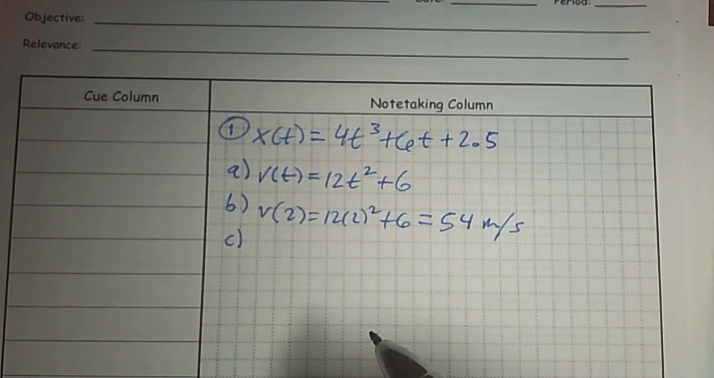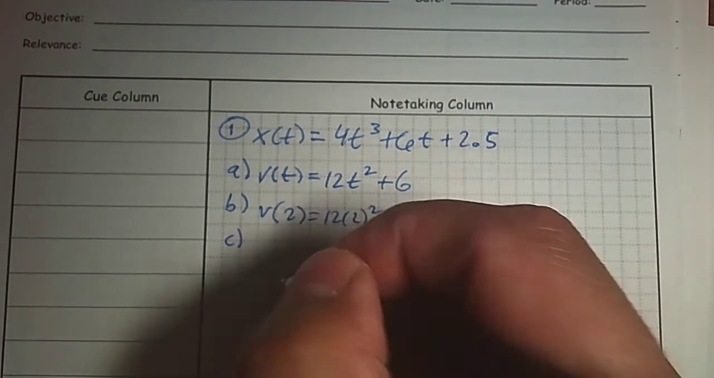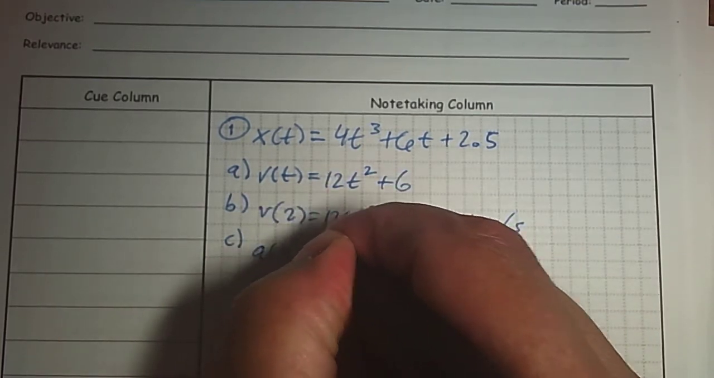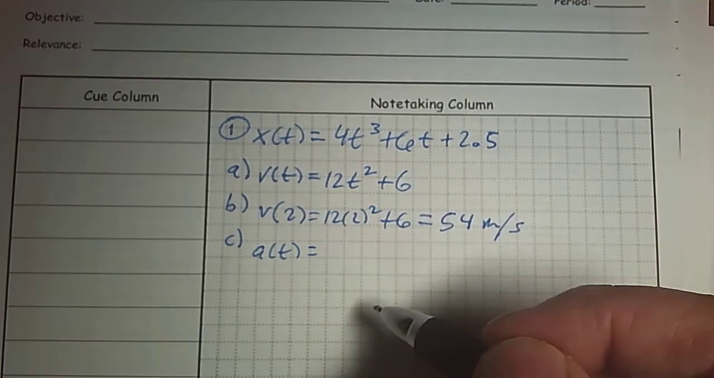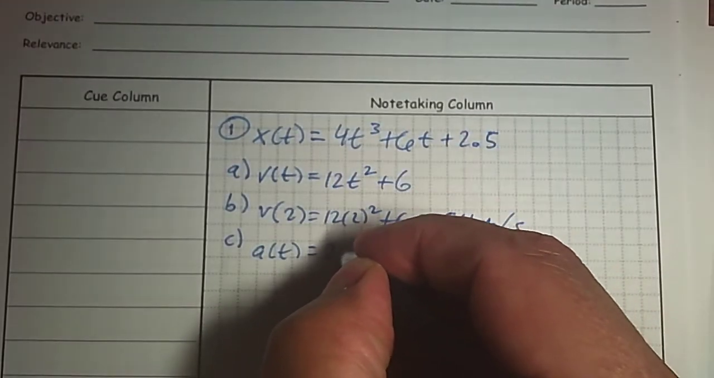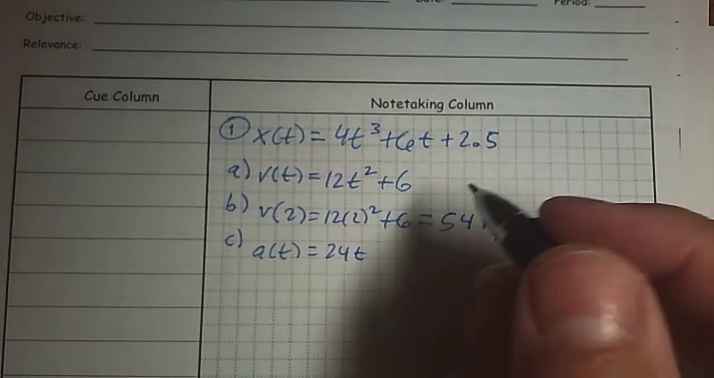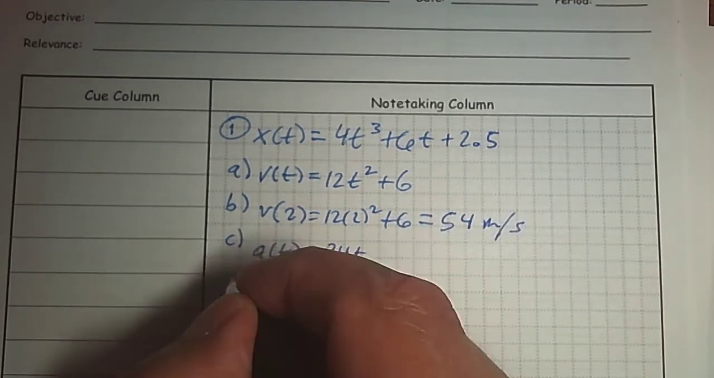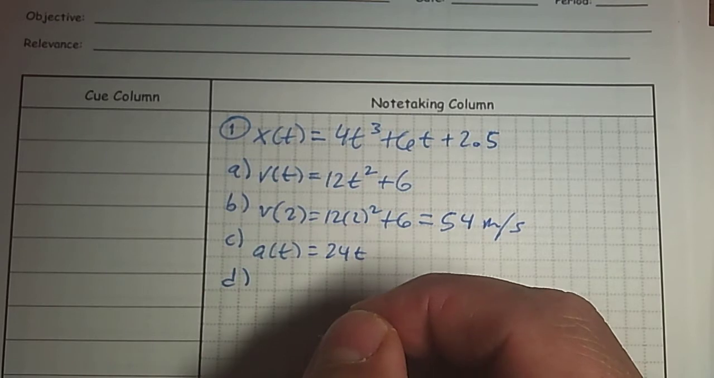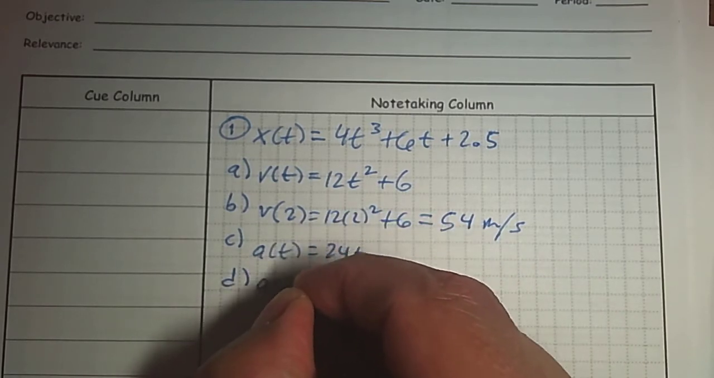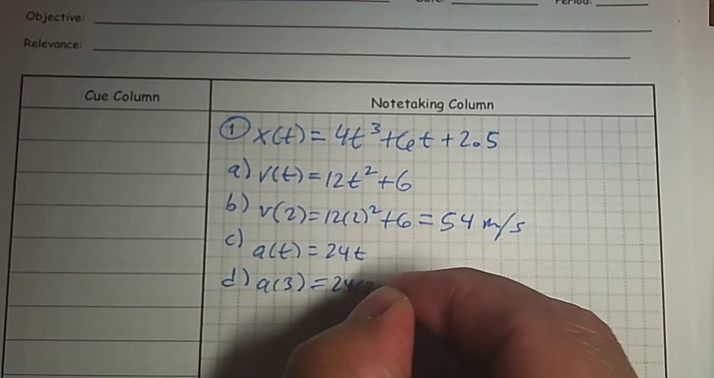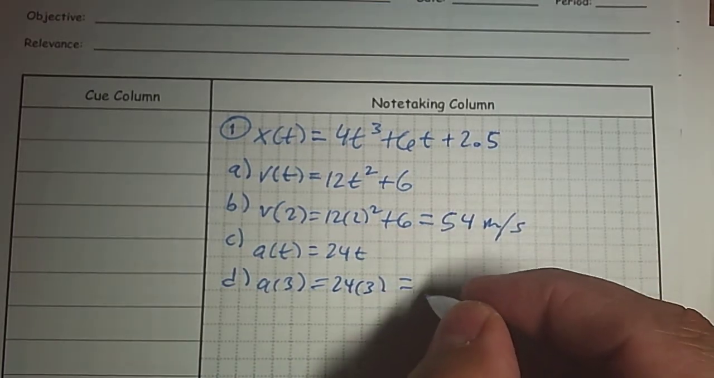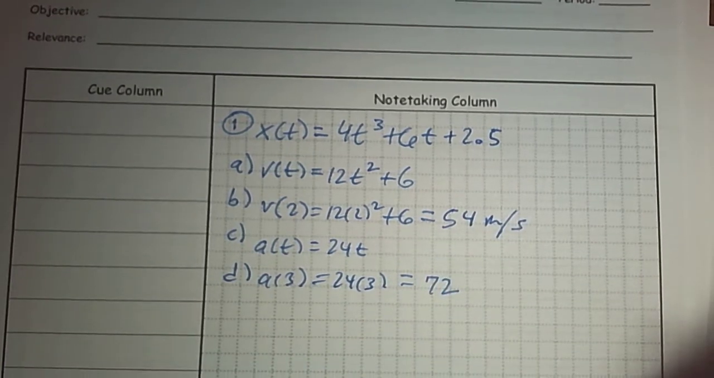All right, part C. Find the acceleration of it. So the acceleration is the derivative of the velocity. So 2 times 12, subtract 1. The derivative of 6 is 0, so it's just 24t. D. Find the acceleration at 3 seconds. We're going to substitute in 3. And so 24 times 3 is 72.